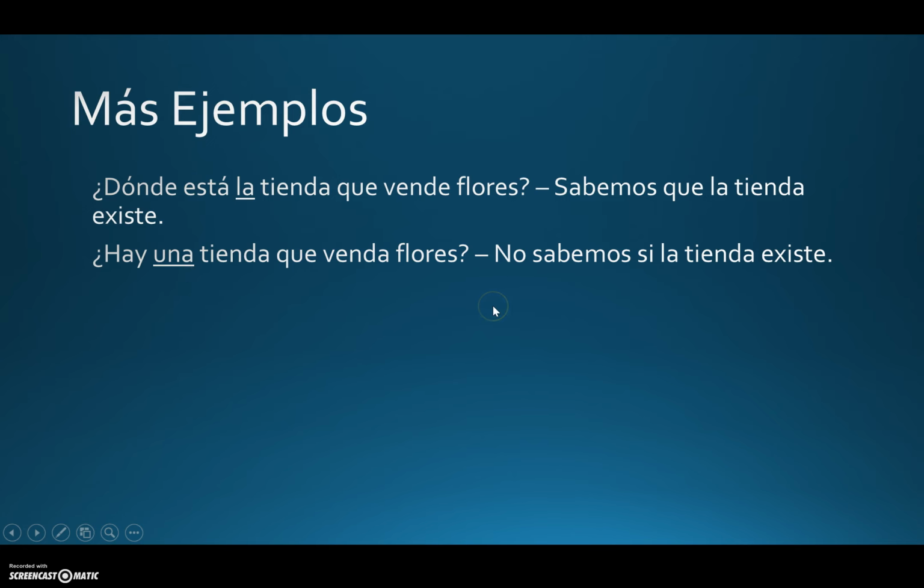No sabemos si la tienda existe. Y por eso va a usar venda, the subjunctive, because una represents a doubt or an uncertainty about if the store actually exists.